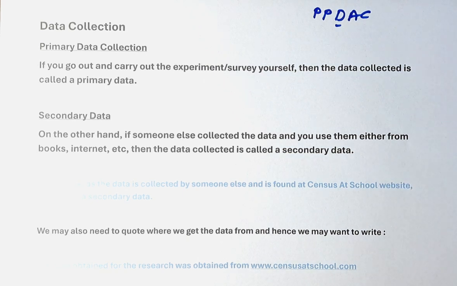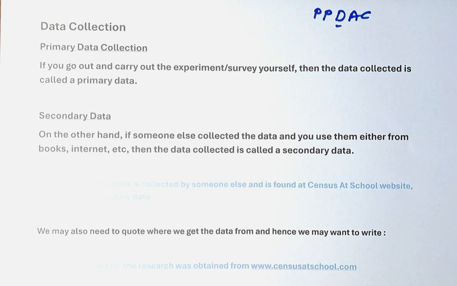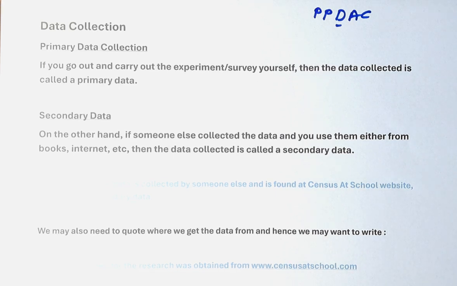So in our case, we're going to write a statement like this. In our case, because the data was collected by someone else, in this case at the website called the Census at School website, then our data is secondary data. Now, the second part, we may also want to put in where we get the data from. So we can say that the data was obtained from this website called www.censusatschool.com.